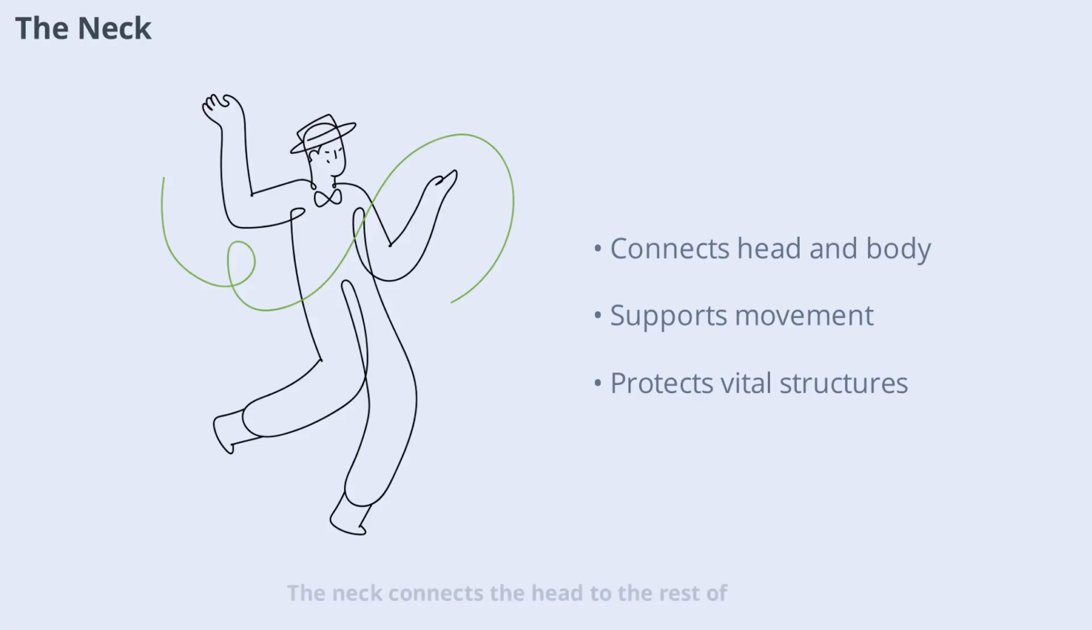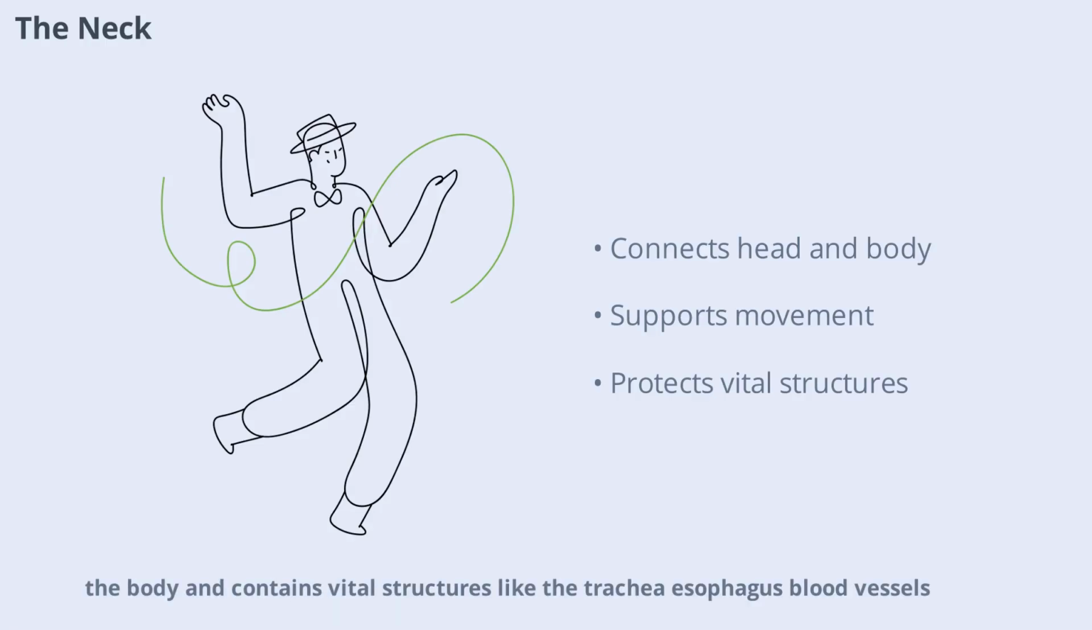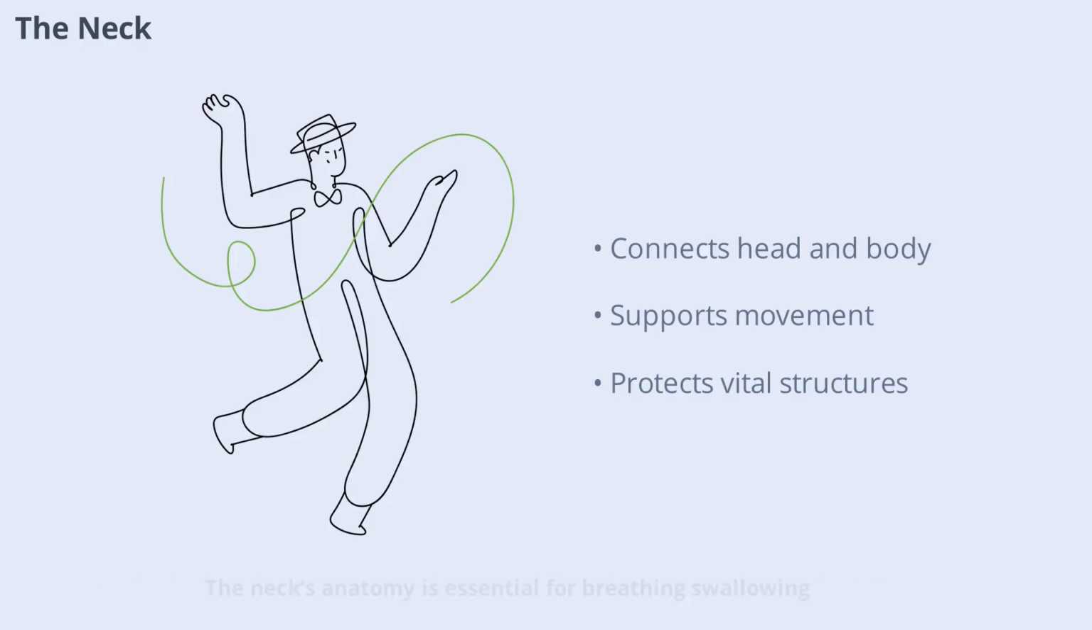The neck connects the head to the rest of the body and contains vital structures like the trachea, esophagus, blood vessels, and spinal cord. It supports the head and allows for movement and flexibility. The neck's anatomy is essential for breathing, swallowing, and protecting nerves that control the body.